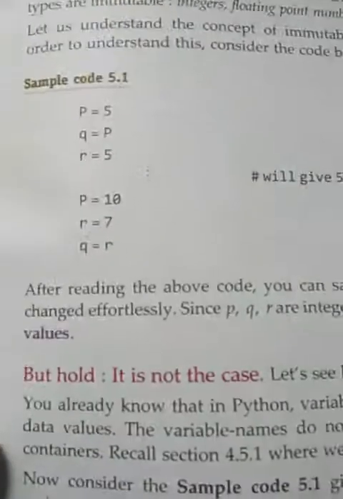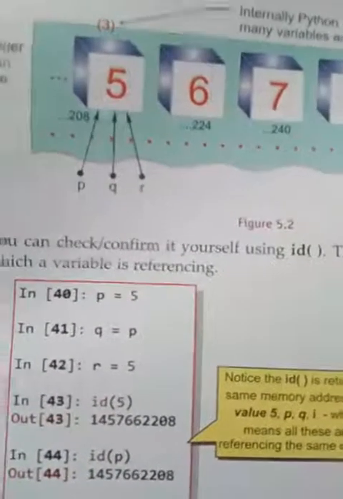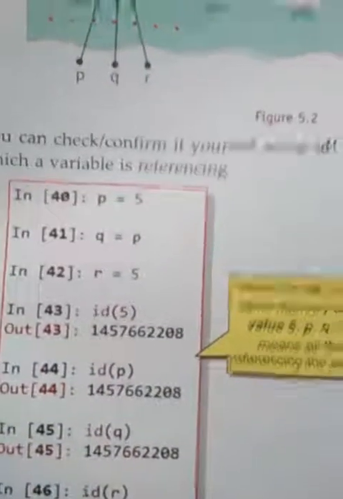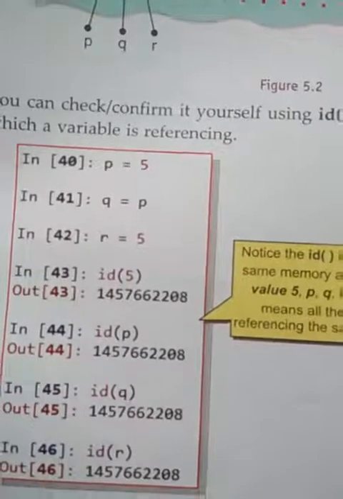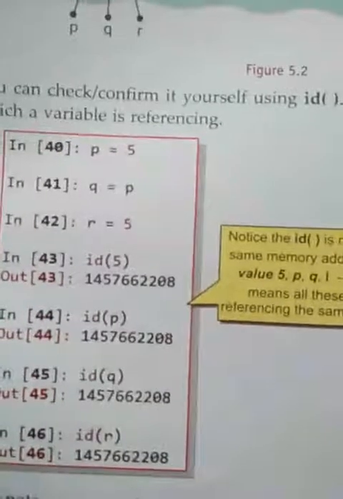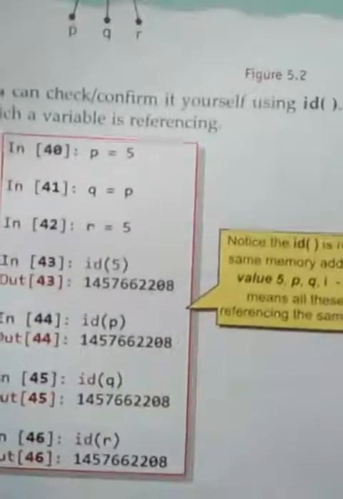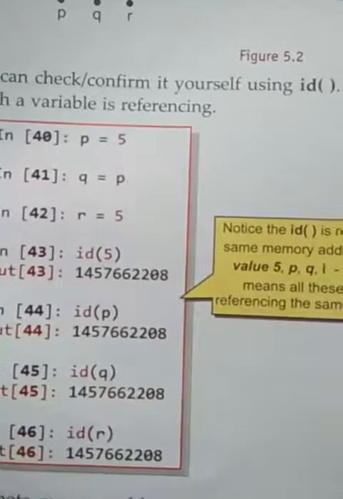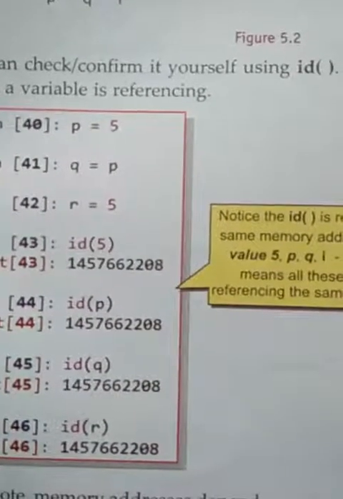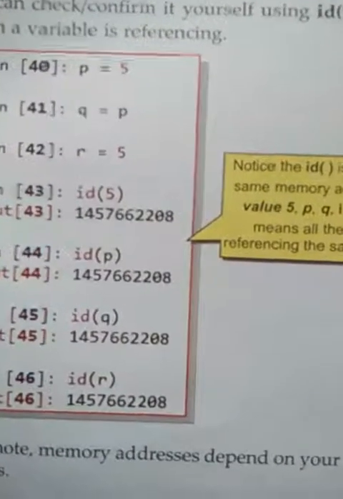So let's see this with an example. In the first case, when the value of p, q, r is this, they represent only the same location. You can see the value is this. So when we print the id of that, the same value will come, because each box is represented here with a location. So 5 has the address 14576622208. The same is the id of p, the same of q, and the same address of r.